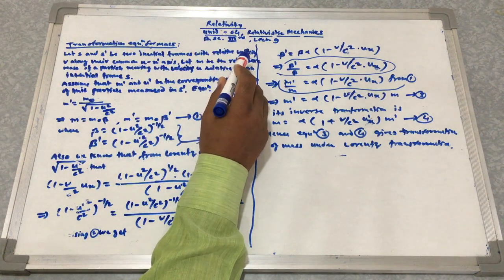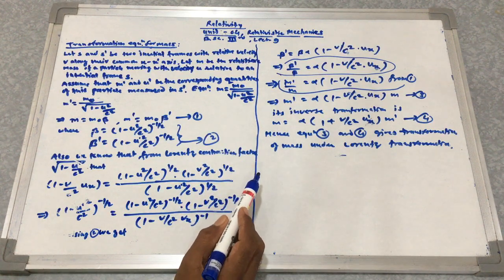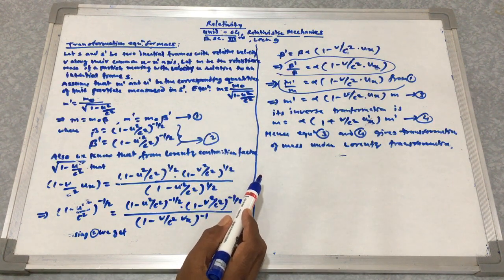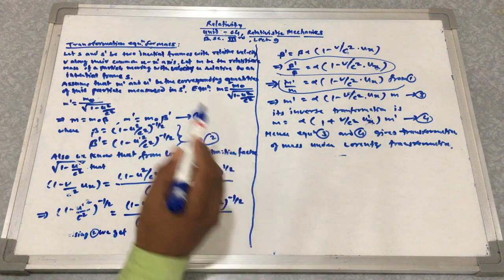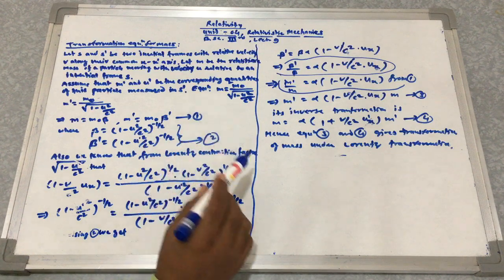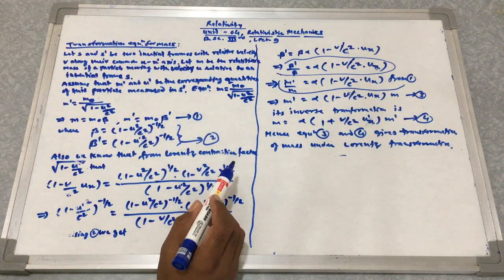This is our 9th lecture on relativity. Unit number 4, relativistic mechanics, BSc third year. So the transformation equation for mass, how do we have to discuss this?